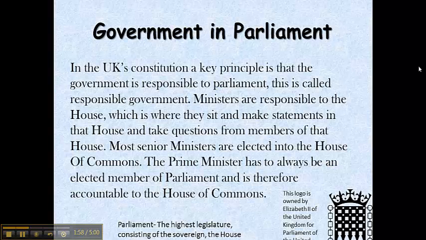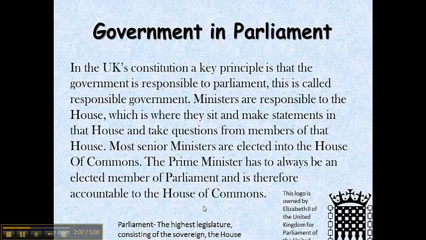Okay, so now I'm going to talk a little bit about government and Parliament. And before I start, actually, the full definition of Parliament, if you don't know, is the highest legislator consisting of the sovereign, the House of Lords, and the House of Commons. So it's basically just the highest legislator, to put it in easier words, but those are just kind of the branches of it.